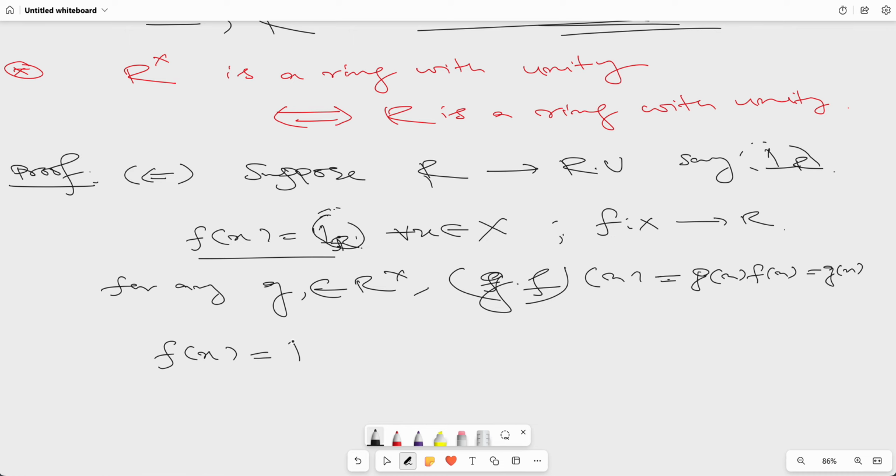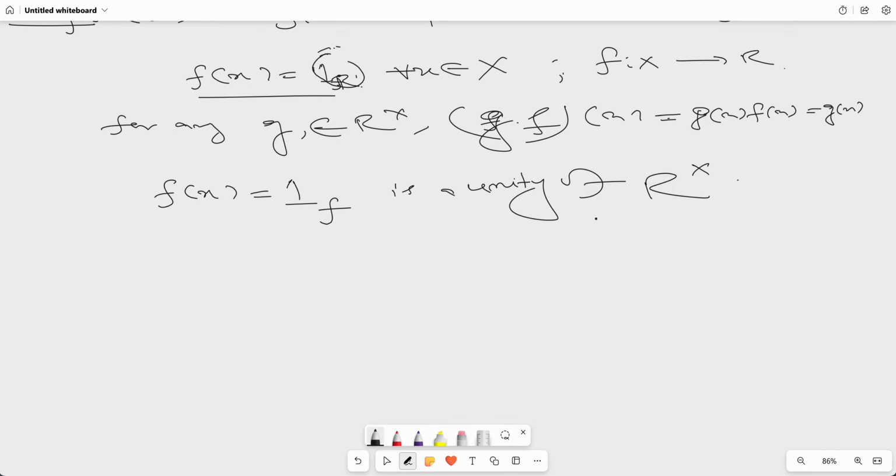So f(x) equals 1. You can write it as 1 at f, a unity. Don't confuse unit and unity. Unity is the multiplicative identity, and unit is for every element. An element is said to be a unit if there exists some element b such that a dot b is the unity element, the multiplicative identity. So this is the unity element.